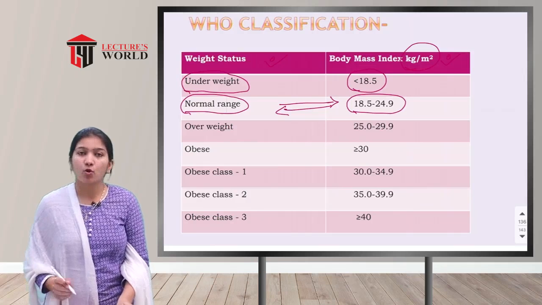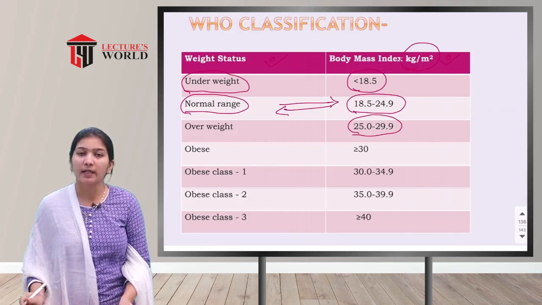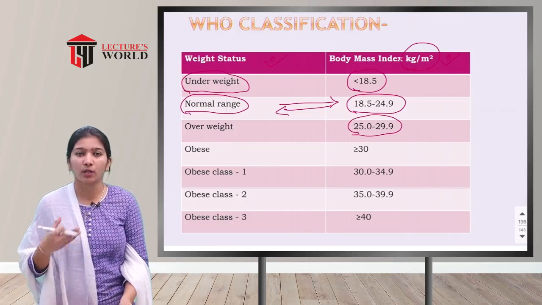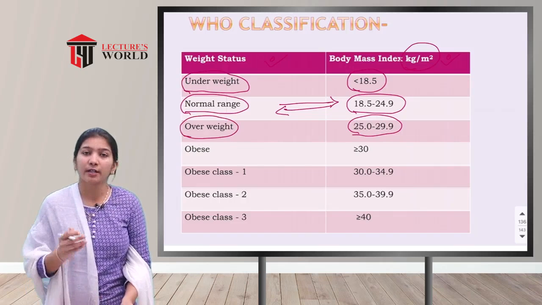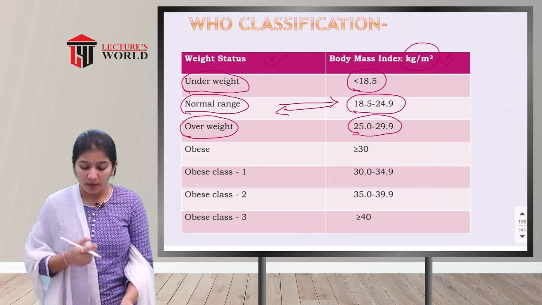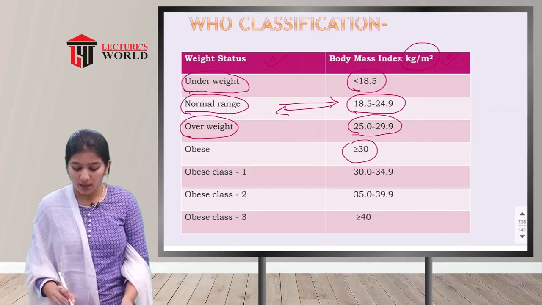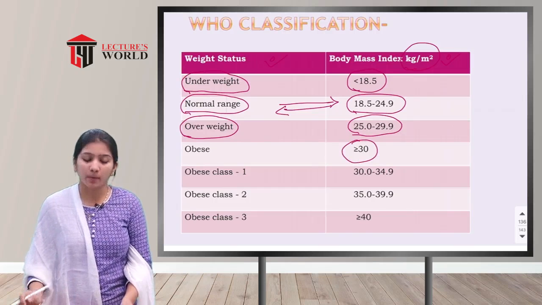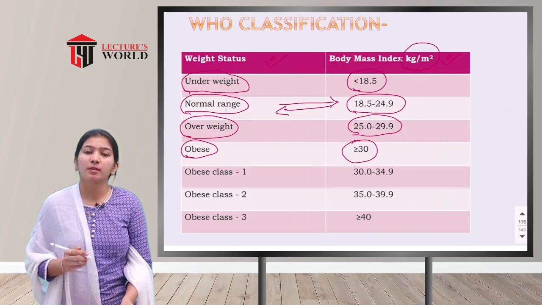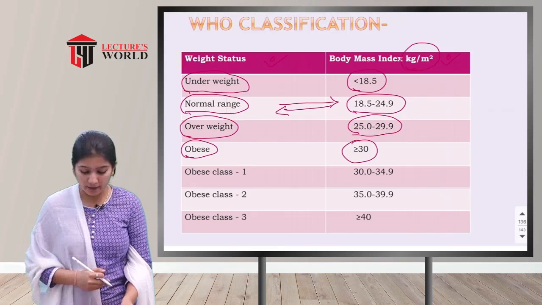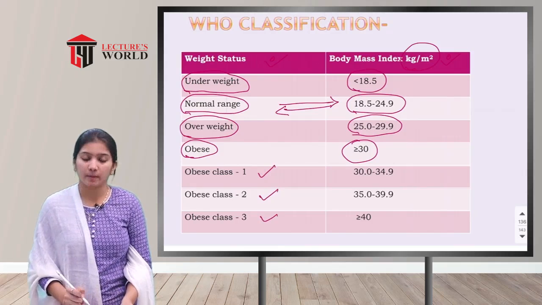Now we'll talk about overweight persons. Those who have a BMI of 25 to 29.9, so in short 25 to 30, are termed as overweight persons. They need to reduce their body weight. And those who have a BMI of more than 30 are classified as obese people. These obese people are classified into 3 categories: obese class 1, class 2 and class 3.